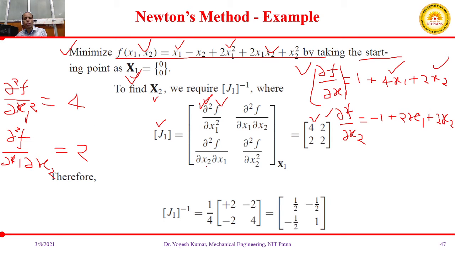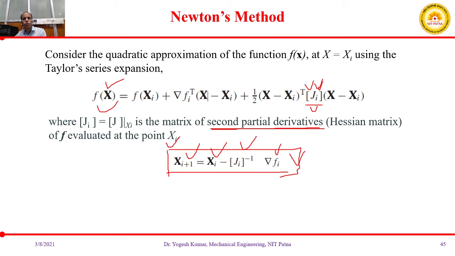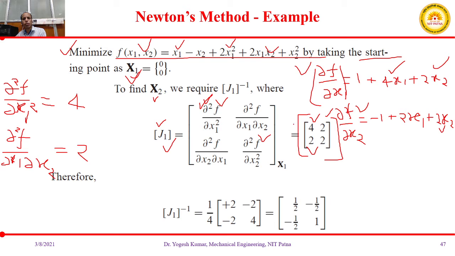Similarly, if you take the partial derivative of this particular function with respect to x1, this value will be 2, and the second partial derivative with respect to x2 will again be 2. So this is how this J1 has been calculated, which is equal to [4 2; 2 2], right? Now what is required in order to calculate the next point? We need the inverse of your Ji.